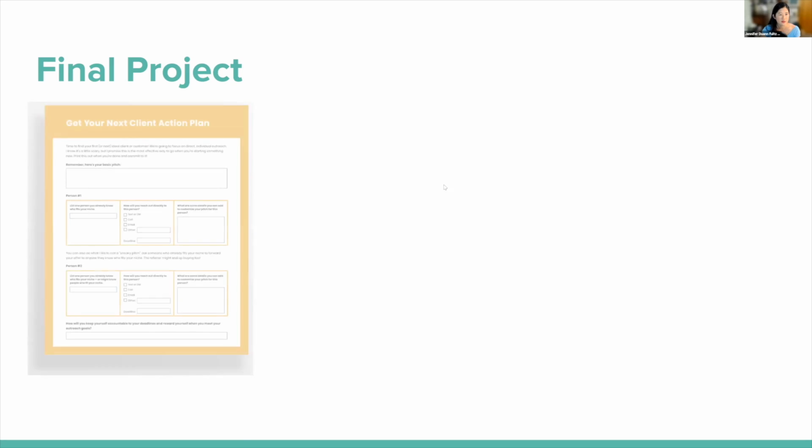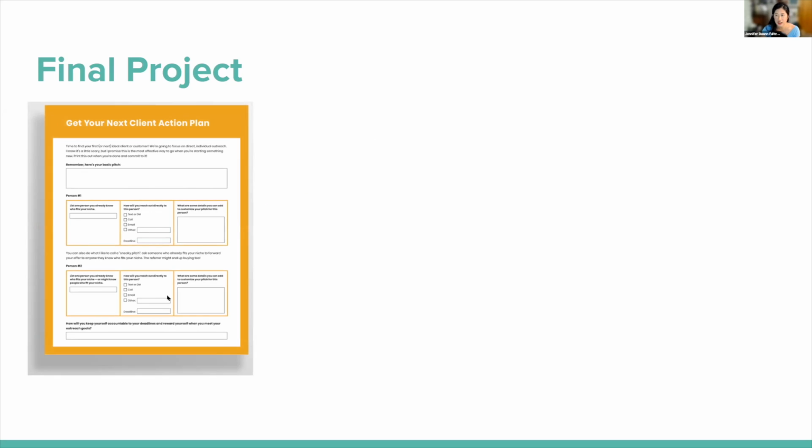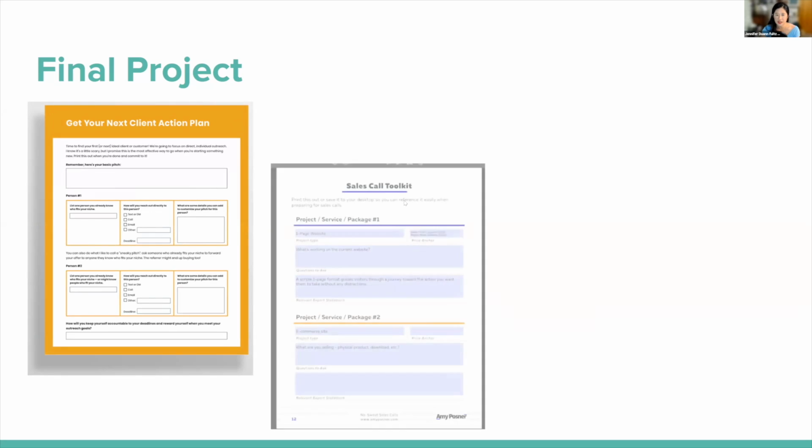So this could be an action plan that they fill in throughout the course. This could be a toolkit. They watch the course videos and then they fill in things on the toolkit, and then they have a tool that they can actually use for the skill that they want to be practicing.